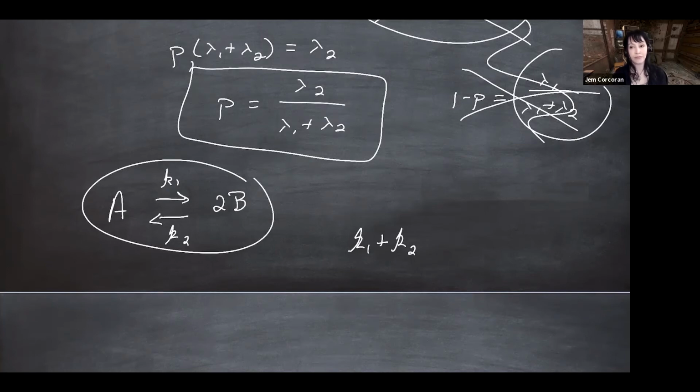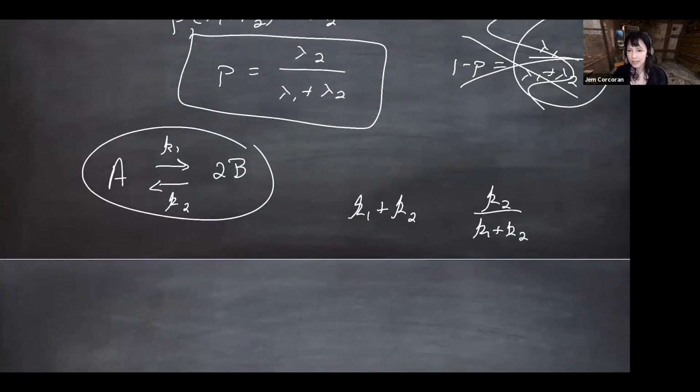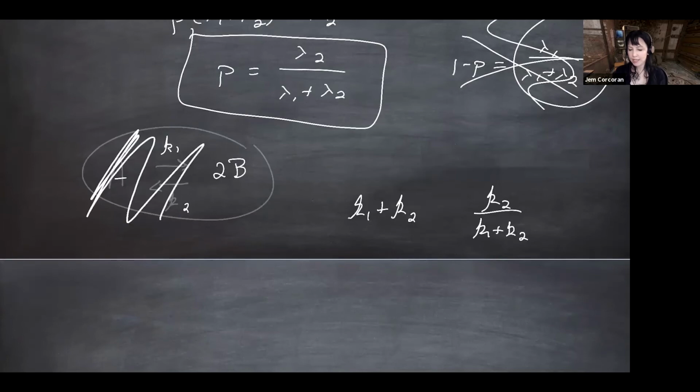That's like superimposing these processes. And then thinning it out, I would say the next reaction is a 2B to A reaction with probability K2 over K1 plus K2. And I don't think I described that very well, but I'm using this in, I was going to say real life, not really real life, but in current research projects.